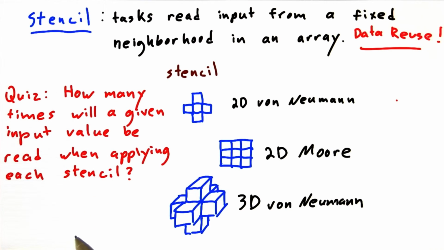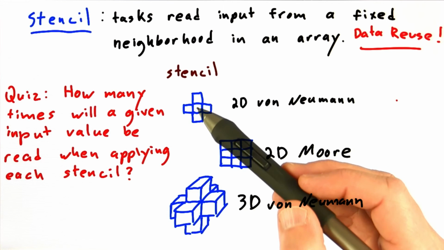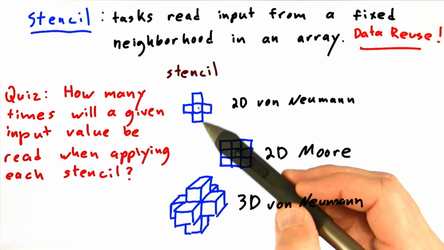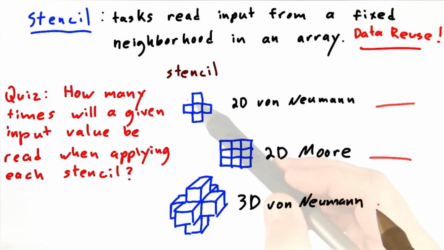So speaking of data reuse, here's a quick quiz. Can you figure out how many times a given input element in the array will be read when applying each of these stencils?